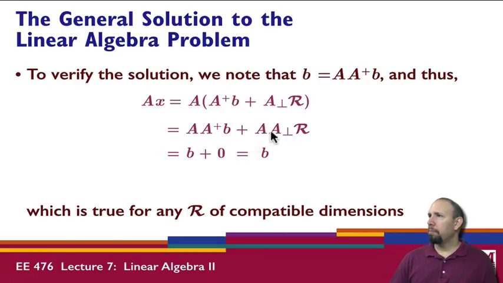A times A perp is 0 regardless of what R is. And so B plus 0 is just B. So we see that this is a true solution regardless of R. And the reason it's regardless of R is because A times A perp is 0 regardless of R. So this is the general solution.